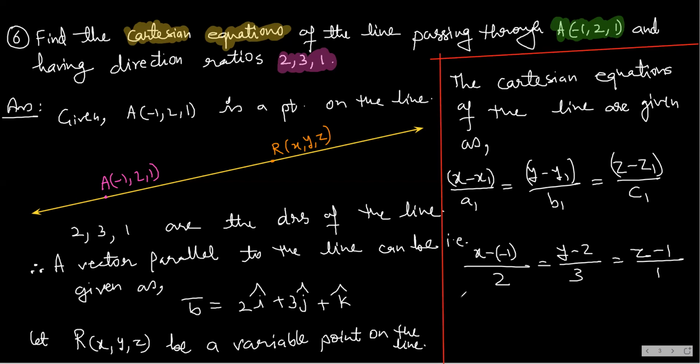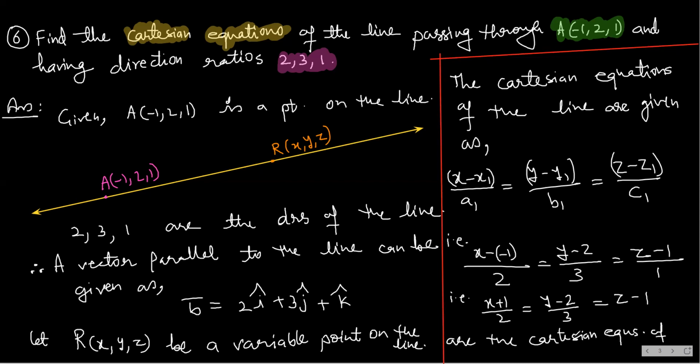So here we have x plus 1 upon 2 equals y minus 2 upon 3 equals z minus 1 as the Cartesian equations of the line. That is done.